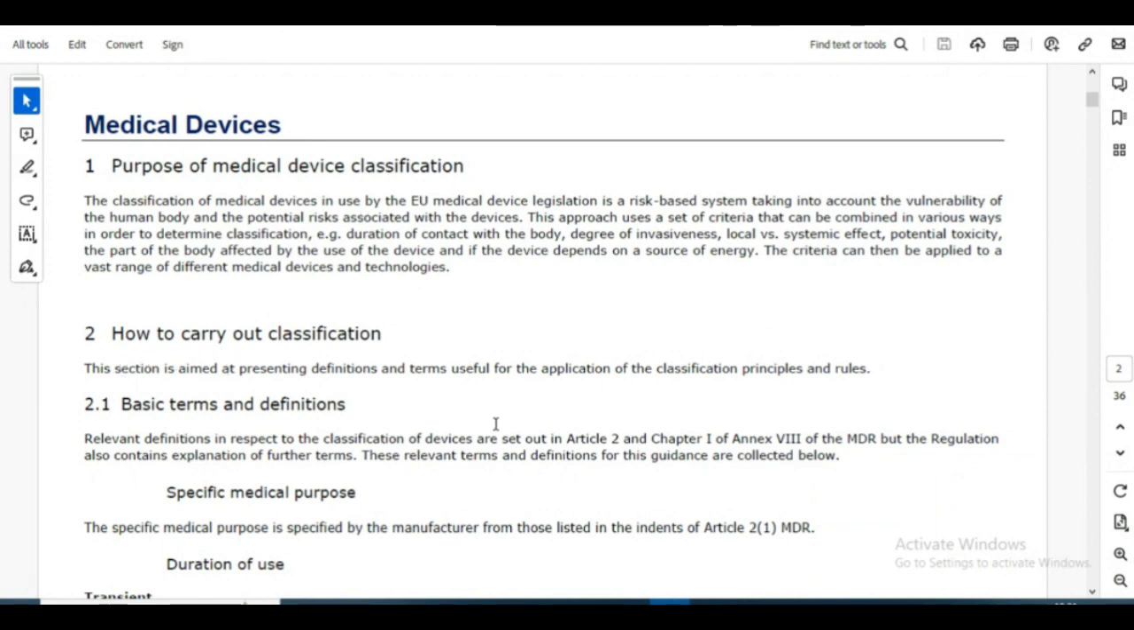How to carry out classification? Now we know that these are the points to consider when we classify our medical device: duration of contact, degree of invasiveness, local and systemic effect, potential toxicity, and the part of body affected by the use of the medical device. We know we have to take care of these points. But how can we do the classification? It is required that we understand how to classify a device in a good way, or in an ethical way. Here's how to carry out classification.